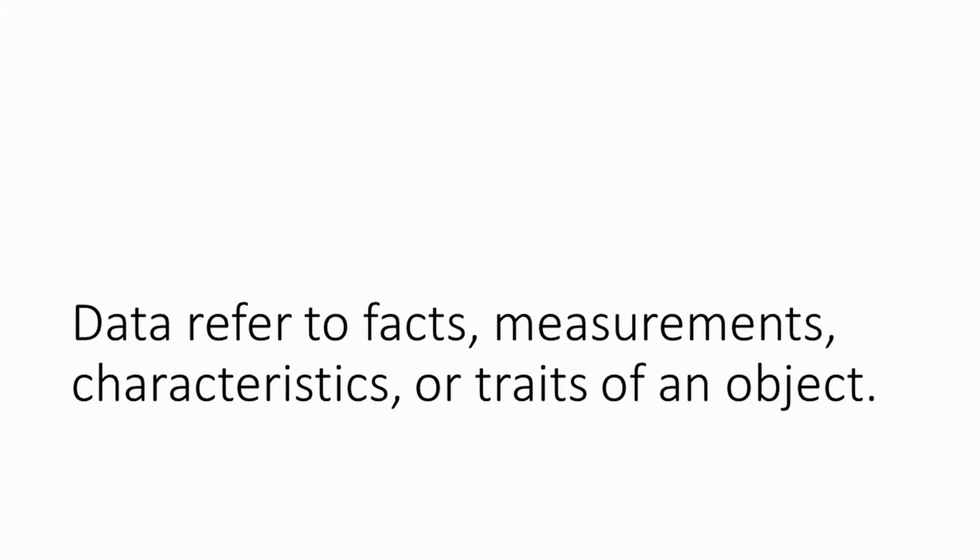Once data are put into context, used to answer questions, situated within analytical frameworks, or used to obtain insights, they become information. For our purposes, information simply refers to the knowledge of value obtained through the collection, interpretation, and/or analysis of data. So geographic data, which is what GIS uses, is a set of facts, measurements, characteristics, or traits of locations on the Earth's surface or locations relative to it.